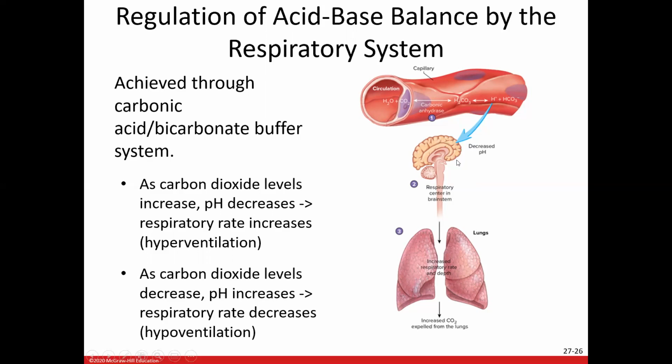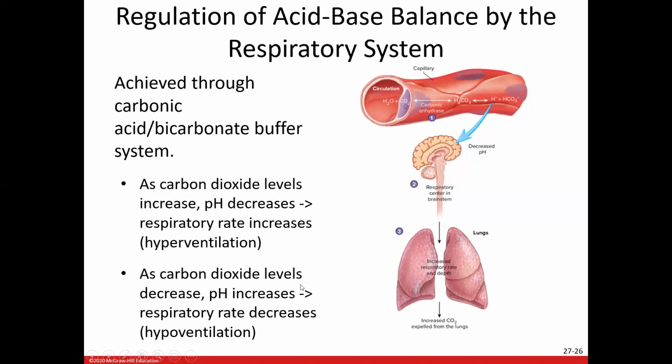And what that is going to do is cause the lungs to increase their respiratory rate, or do what's called hyperventilation. When you hyperventilate, you are now breathing in and breathing out at a much quicker rate, and you're getting rid of a lot more of that carbon dioxide out of the lungs. So since that carbon dioxide is leaving the system, you now have less carbon dioxide to form carbonic acid and then dissociate, making the blood more acidic. So that's one way that you can counteract the drop in pH levels.